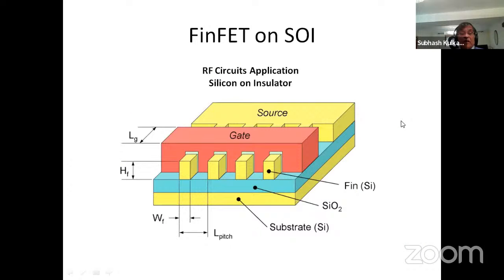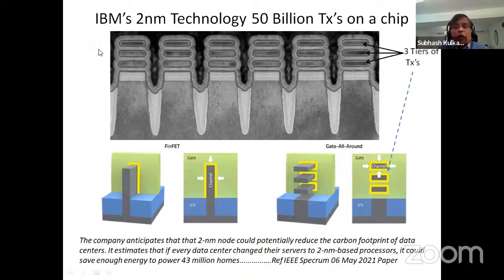IBM has, so I'll skip this one. IBM has taken a stab at it and basically built a 2 nanometer technology, which is shown here in the sketch, along with an actual SEM cross-section of the devices made. And this is built around this scheme that I showed before. You have three tiers, 1, 2, 3.